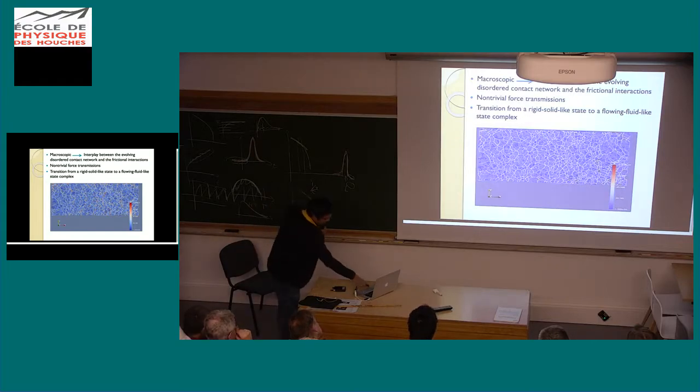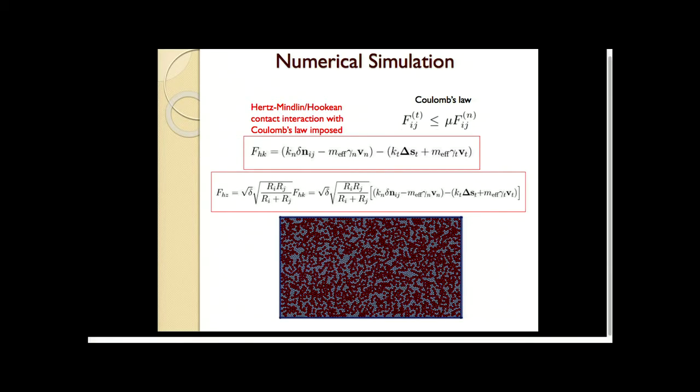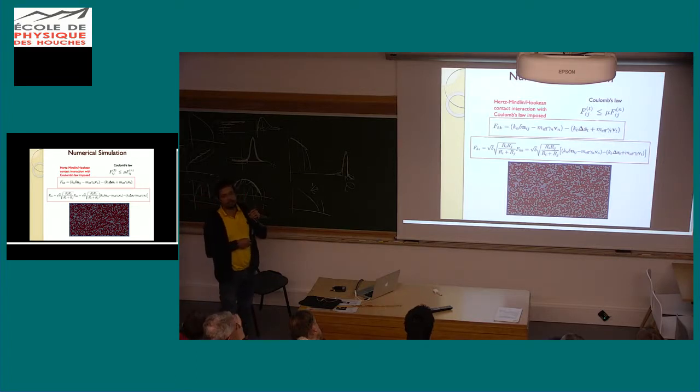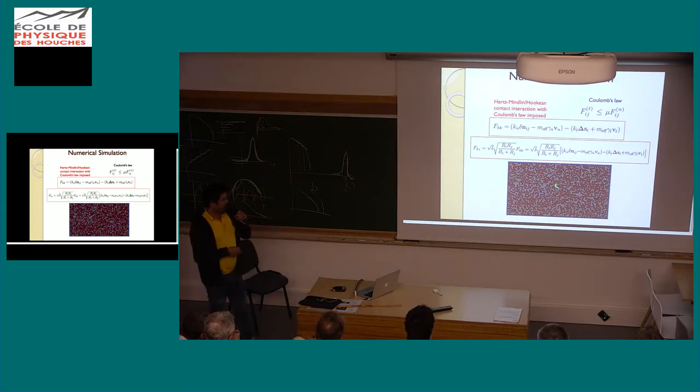In order to do that, we took help of numerical simulation. This is the interaction potential that we considered. We considered both the Hookean and the Hertzian case. This is pretty standard. This is the elastic part, and this is some viscoelastic damping. And you also have the tangential part. As you have friction in the system, that tangential force is constrained by the friction coefficient times the normal force.